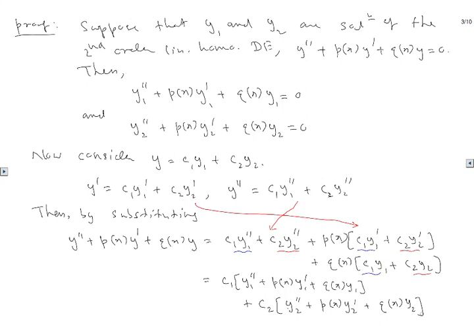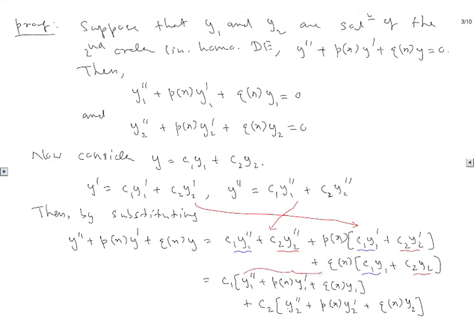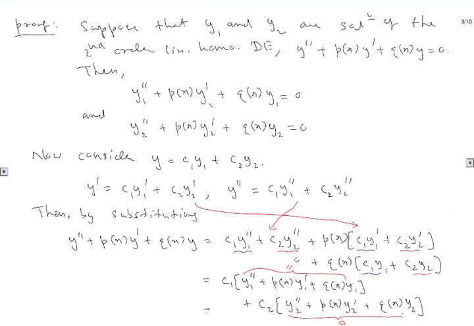But what do you know about those two terms? Since y1 is a solution of the differential equation, this term has to be 0. The same thing goes with that one, because y2 is a solution of the differential equation, so this is also equal to 0. Those two terms are 0, so you get 0. Once you plug in, you get 0. That means it is a solution.